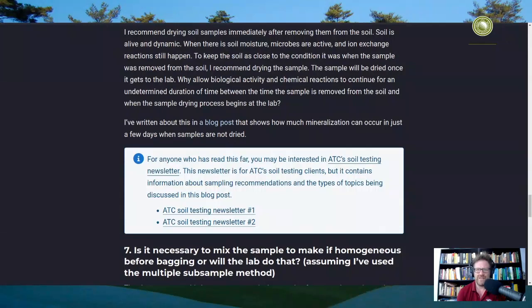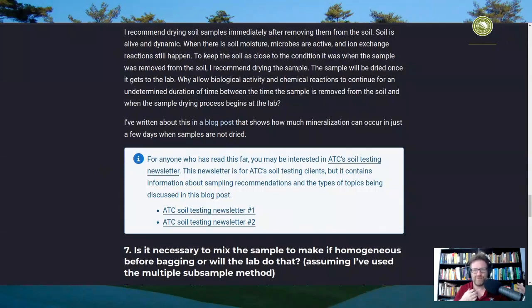So it makes sense to me to spend a few extra days and let the samples air dry. Don't heat them up. Don't put them in an oven. Don't put them in a microwave or anything crazy like that. Just put the samples on an open piece of paper or in an open box, like some kind of baking dish, a low-sided box that's shaped like a baking dish, or in paper bags that are open.